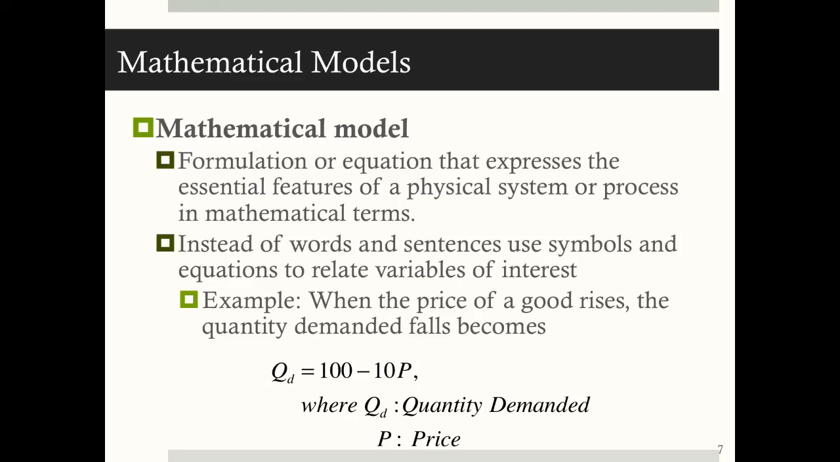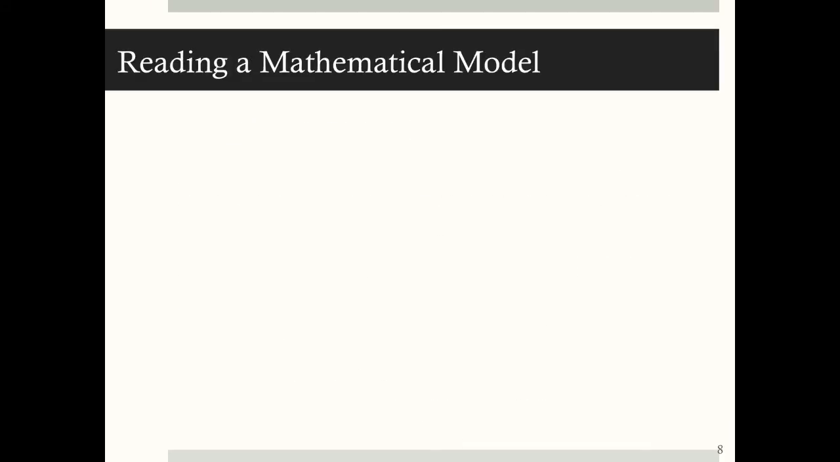So for example, we might say, listen, when the price of a good rises, the quantity demanded of that good falls. In math terms, we can write it out like the equation shown. Q sub D, which represents quantity demanded, is equal to 100 minus 10 times P, where P is price. So we all need to know how to read a mathematical model.